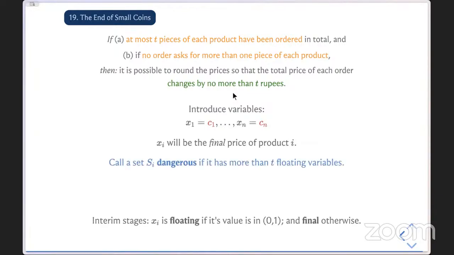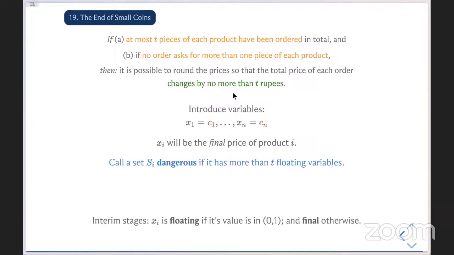Now what we are going to do is work with dangerous orders. In general, an order is dangerous if it's large, if it has more than T items. But more generally, I'll call a set dangerous if I look at the products and the corresponding variables, and there are more than T floating variables, T variables whose values I have not yet determined. So initially, all my large orders are dangerous because all variables are floating. Let me assume that all product costs initially were strictly between 0 and 1, because we can forget about the ones that weren't, it doesn't affect anything.